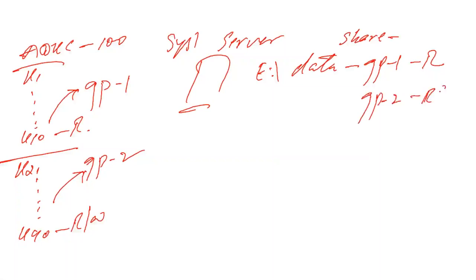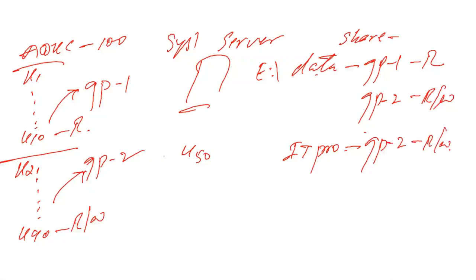Like this, can we add group 2 here? Yes. Can we give the permission read and write? Yes. Now for example, I have one more share folder by the name of IT project data. Now one user is working, for example user 50. I want user 50 to access the data share folder and also the IT project folder. For example, on this project only group 2 users have the right.